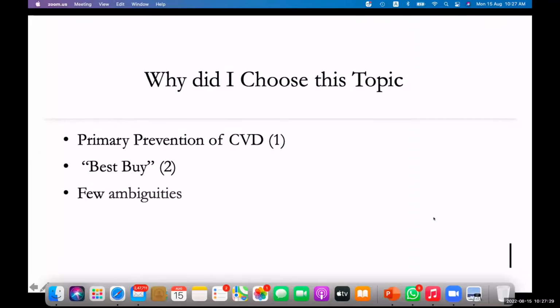disorder. So it is one of the best methods for prevention of cardiovascular disease, and WHO describes this mode of intervention as the best buy mechanism. It gets the best possible value for the money. But there are a few ambiguities which I'm going to discuss in my talk.